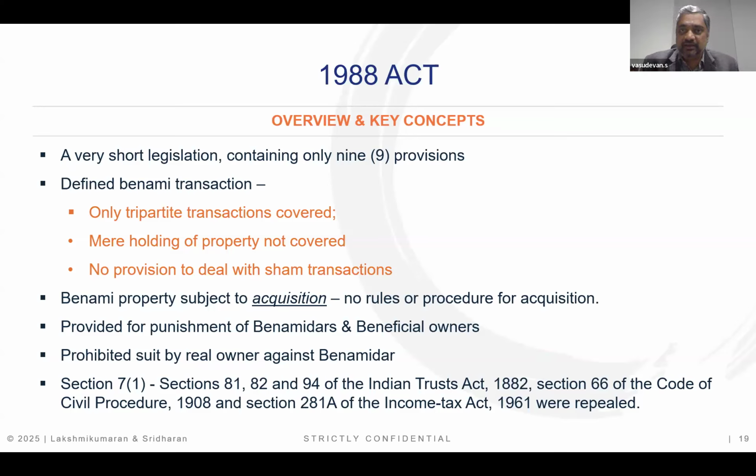Similarly, the expanded meaning which we have today, which covers certain sham transactions or fictitious transactions, those provisions were also not there. So it was a very simplistic definition to start with.